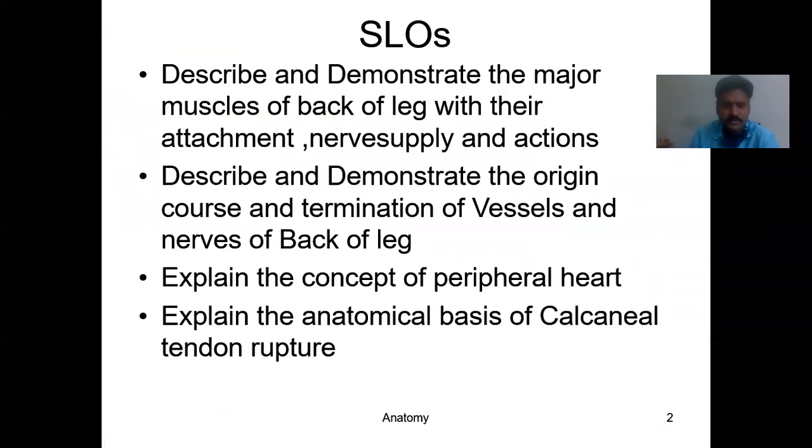So these are the SLOs, the specific learning objectives of today's lecture. At the end of the session, we should be able to describe and demonstrate the major muscles of the back of the leg with their attachments, nerve supply and action. And we should describe and demonstrate the origin, course, and termination of the vessels and nerves of the back of the leg. We should explain the concept of the peripheral heart and the anatomical basis of calcaneal tendon rupture. So these are the SLOs for today's lecture.